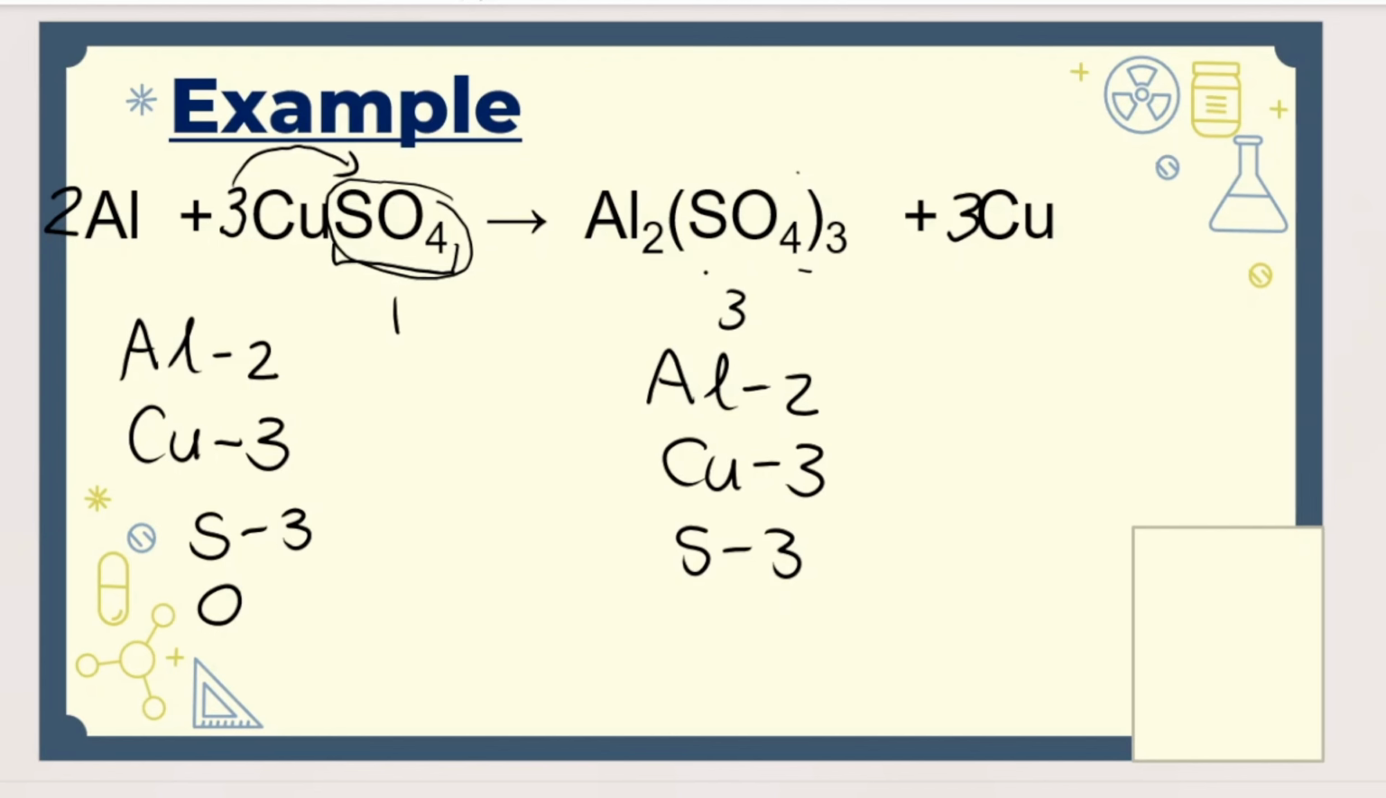There's the sulfur. And outside the brackets, there's a 3, which means I have 3 sulfurs. Oxygen, I have 4 times 3. I have 12 oxygens. Same thing over here. I have 4 times 3. I have 12 oxygens. And there we go. We've balanced it. Easy. So by treating the polyatomic ions as a unit, it helped me to balance that chemical equation.